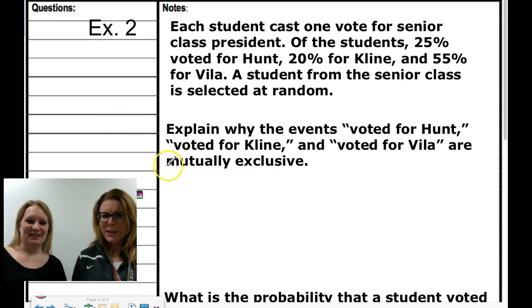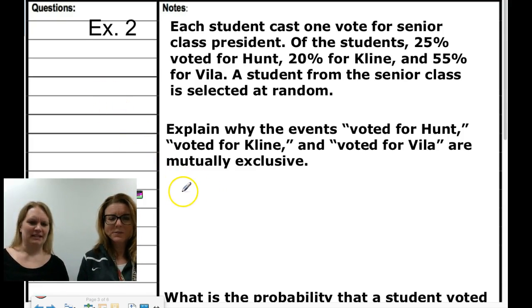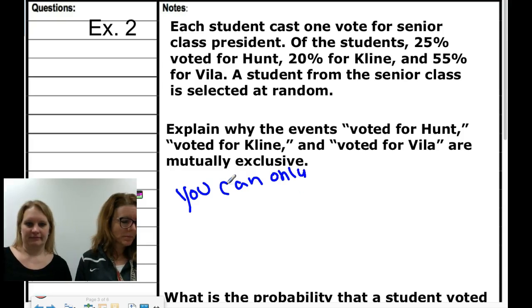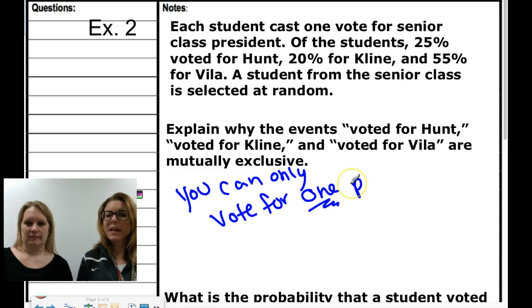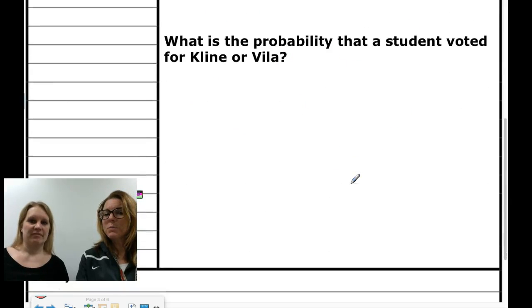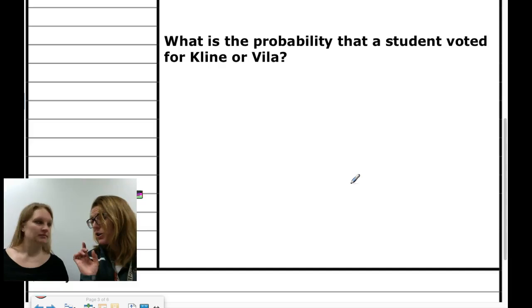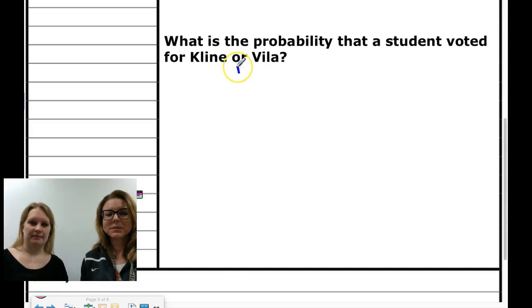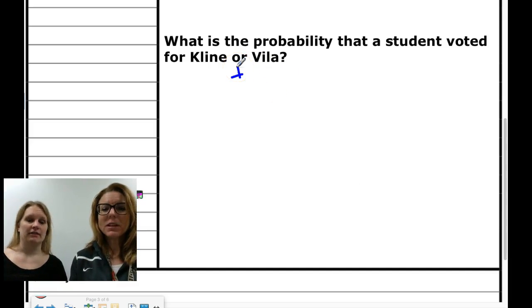Okay. So, in case it stopped for some reason, we said you can only vote for one person. That's why it's mutually exclusive. Got it. So now, what is the probability that a student voted for Klein or Viola? We're going to add. So just those two, Klein or Viola.